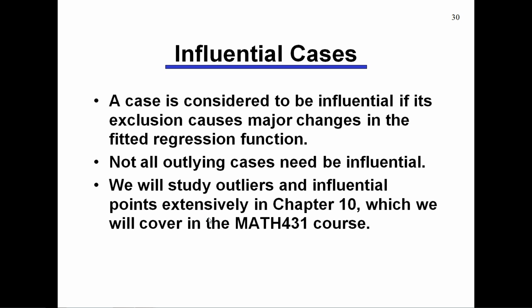It turns out that just because an observation is an outlier doesn't necessarily mean that it exerts a lot of influence in the model building process. The best way to find out whether a particular data point is influential is to take it out and run the model and see if the model changes dramatically with that data point being excluded. If it does, then that's what we call an influential point. We are going to talk a lot, and I mean a lot, about that when we talk about Chapter 10 of our textbook in the Math 431 course.